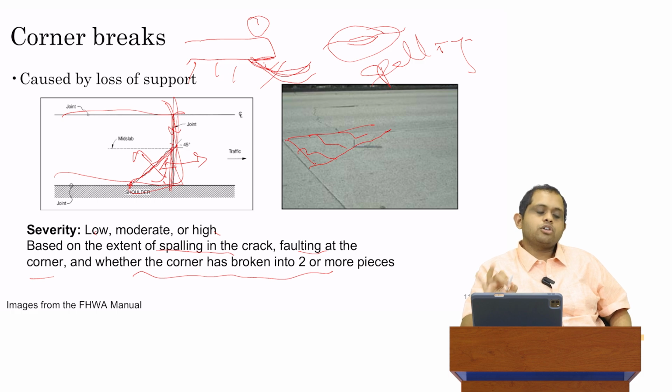They won't really face too many issues on this. Whereas if you have a situation where you have a lot of spalling, which again is sort of a hole which has been created in the ground, where you have a lot of faulting, so drivers can experience a sharp bump. And when this corner itself has broken into pieces, so the vehicle itself starts becoming a little unstable when it's on it, that's a situation where you might call it a high severity corner break.